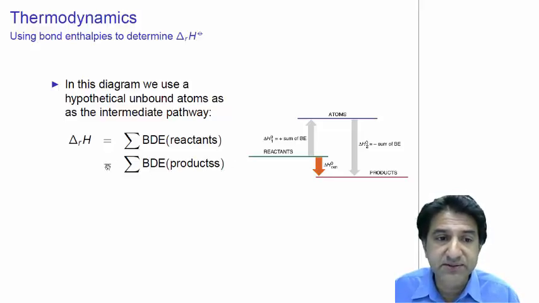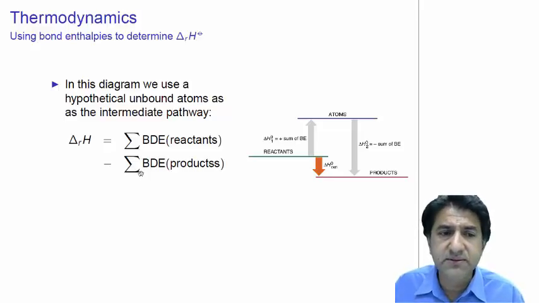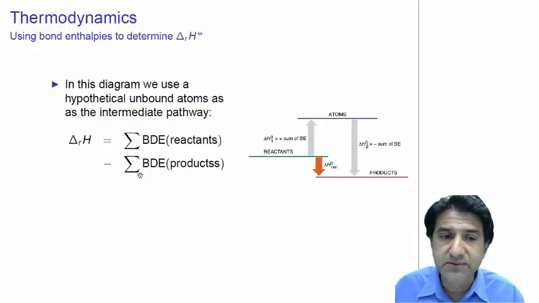That's why there's a minus sign here. The first term is the energy to break up the reactants, positive energy, and the second term is negative, how much energy we get back to form the products. This is a bit different to the normal formula that you're used to. Normally, delta H is enthalpy of the products minus the reactants. This is the opposite way around.